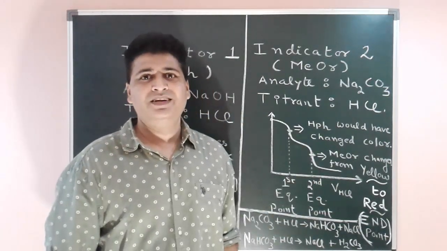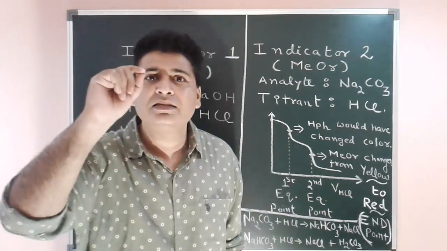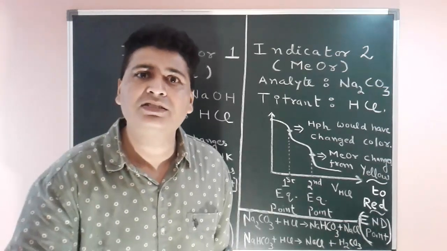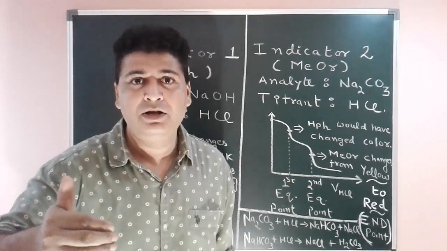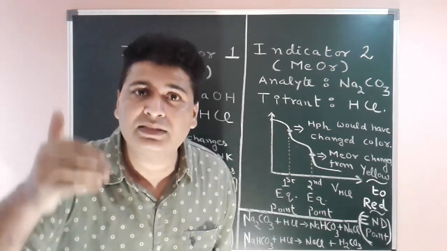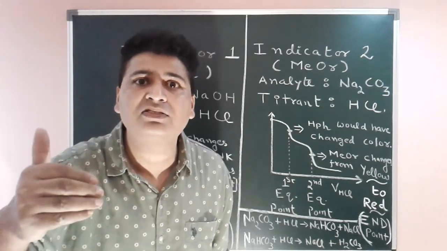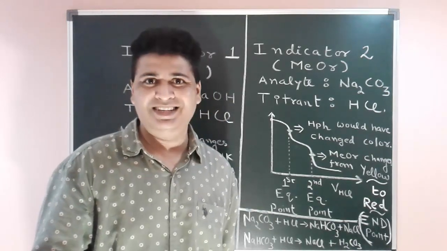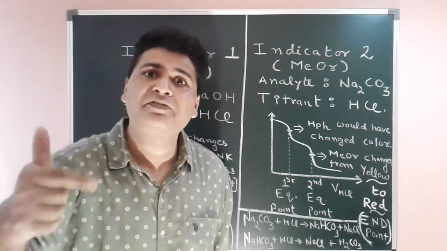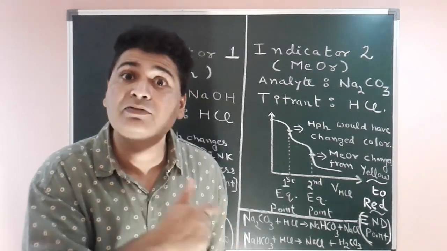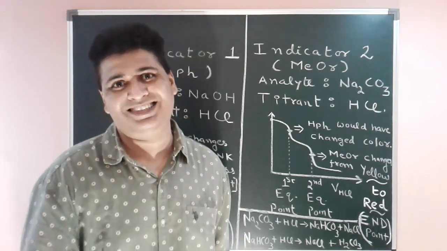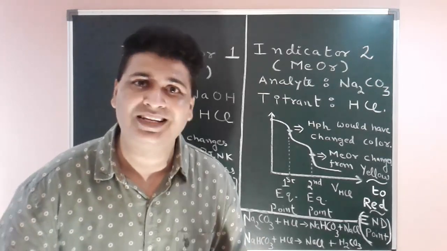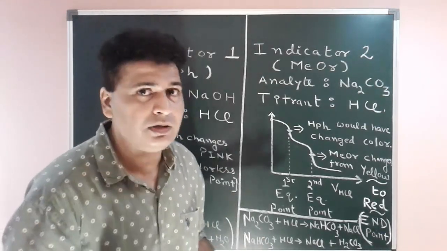Mind you, the first change is meant for phenolphthalein to change its color. In simple words, when the first fluctuation is happening, it encompasses the range in which phenolphthalein changes its color from pink to colorless. So if we had phenolphthalein in this beaker, then it would have converted from pink to colorless. But we have not used it. We have used methyl orange alone.